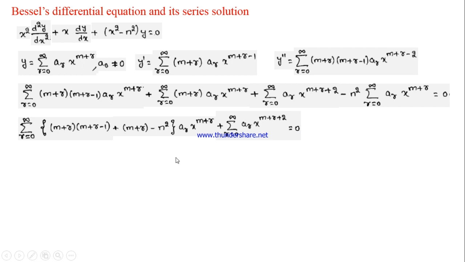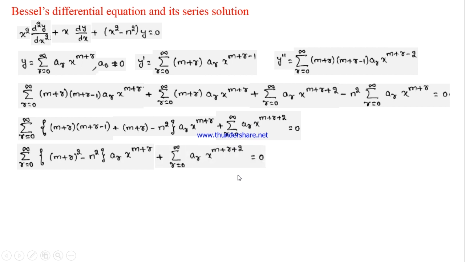Now if I look at this, m plus r is common between these two. If I take m plus r common, we get m plus r minus 1 plus 1. That makes it just m plus r. So it is m plus r whole square minus n square into ar x power m plus r, and this expression is written as it is. Now we can note the power of x in the first summation is m plus r, and in the second summation m plus r plus 2.